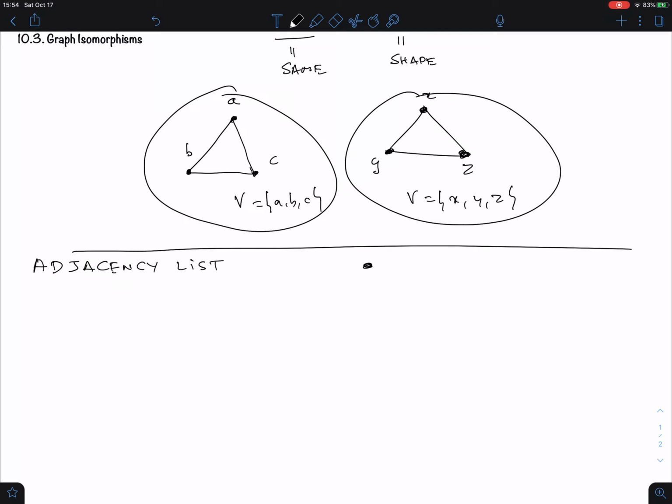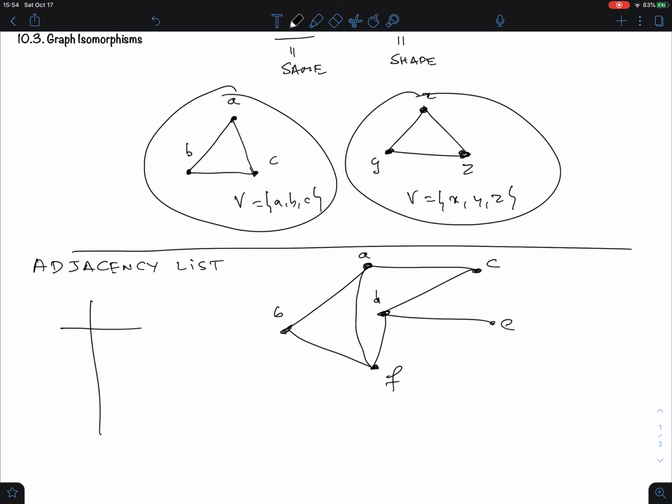So what is an adjacency list? Let's make a slightly more interesting graph, with a few more connections: A, B, C, D, E, F, and let's connect these two together. Suppose this is our graph. An adjacency list is basically the neighborhoods, which we have already seen. For each vertex A, B, C, D, E, F, we list its neighbors. For A, the neighbors are B, F, and C. In which order you list them doesn't matter, because order doesn't matter here. This is the neighborhood set.